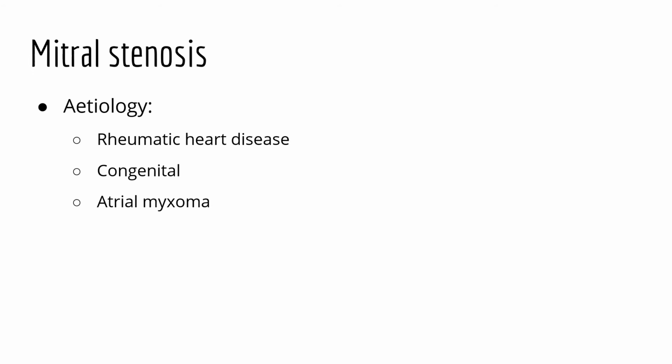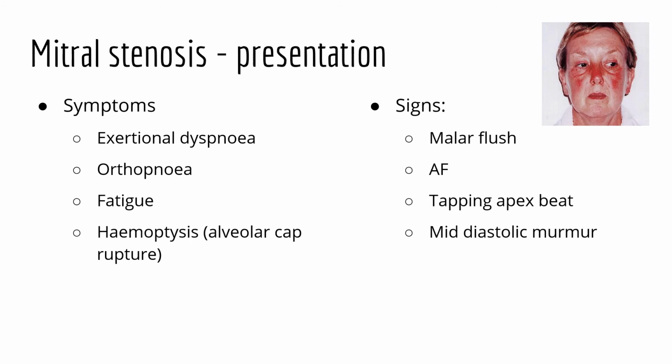So going on to mitral valve now. So stenosis, the etiology: rheumatic heart disease, congenital abnormalities, and atrial myxoma are your three most common causes. In terms of the symptoms, exertional shortness of breath, orthopnea, fatigue, and hemoptysis. And this hemoptysis is due to alveolar capillary rupture. And signs, so you hear about this typical malar flush. AF is another common sign, a tapping apex beat on palpation, and a mid-diastolic murmur.